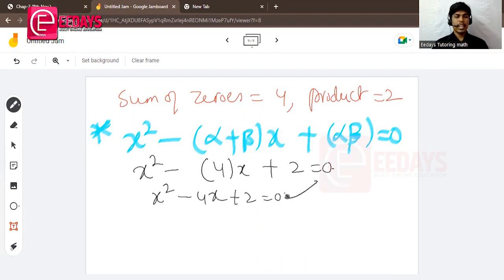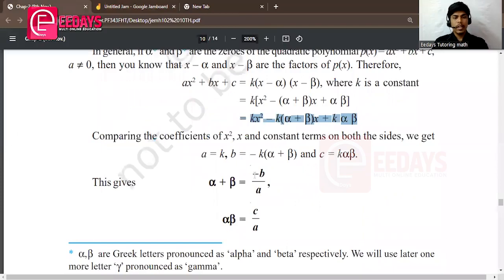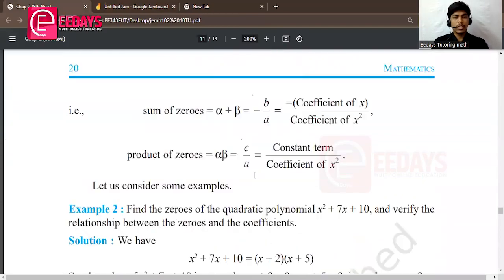Previously they gave the polynomial like this, and you needed to find the sum of zeros and product of zeros. But this is the reverse process. They give the sum of zeros and product of zeros, and you need to find the polynomial equation. So this is the polynomial we got, in the reverse manner. This formula is very important. There are only two types of model, and this is the second model: if the sum of zeros and product of zeros are already given. Let's solve a question based on this.